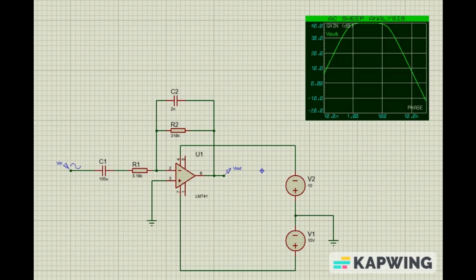318 k ohm. So this factor becomes 100, and the gain in terms of decibels is calculated as 20 times log of V out over V in to the base 10. So if we calculate this, we get 318k divided by 3.18k, it becomes 100, and 20 times log of 100 to the base 10 becomes 40 decibels, as we can see from the AC sweep analysis.